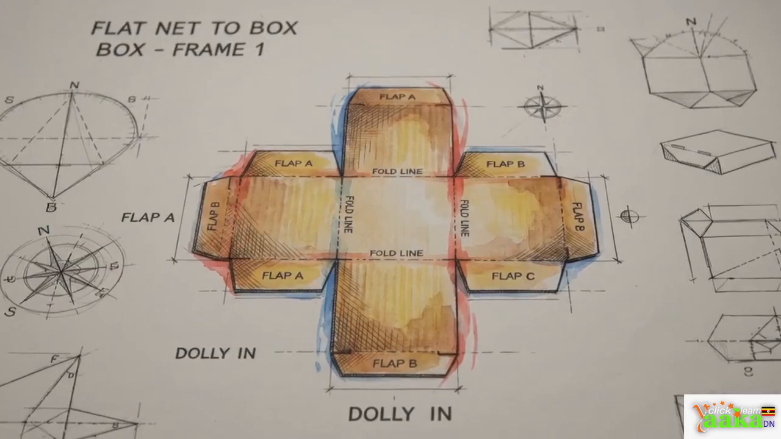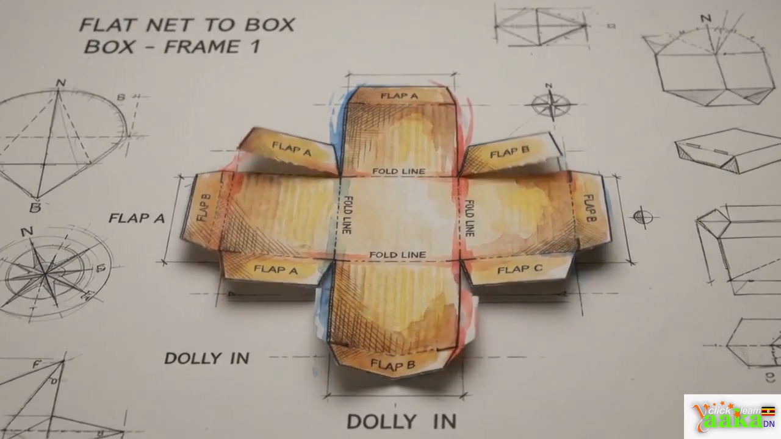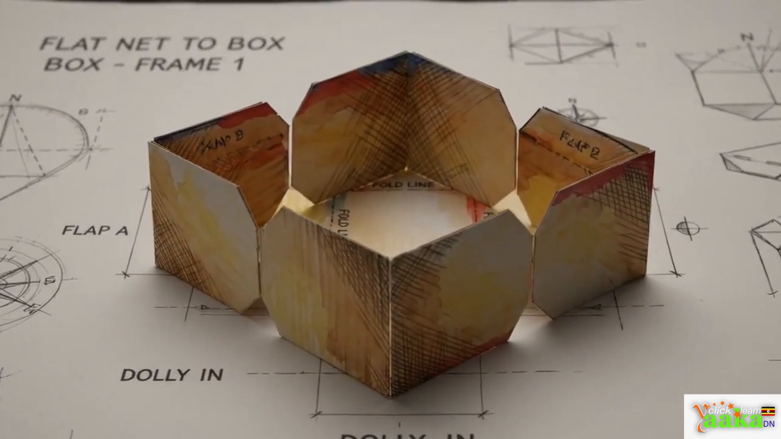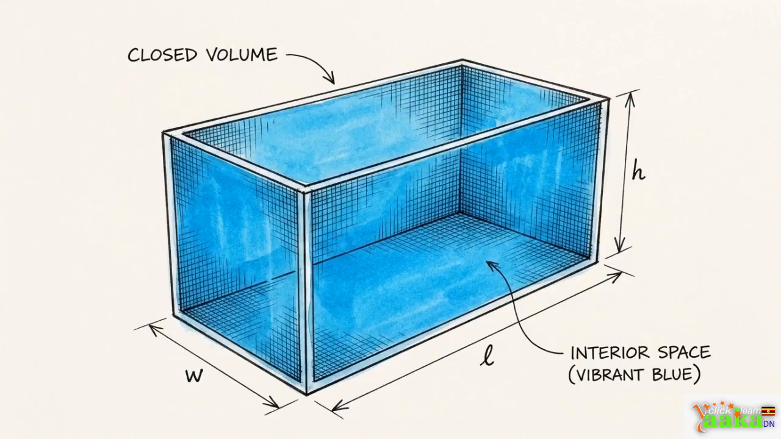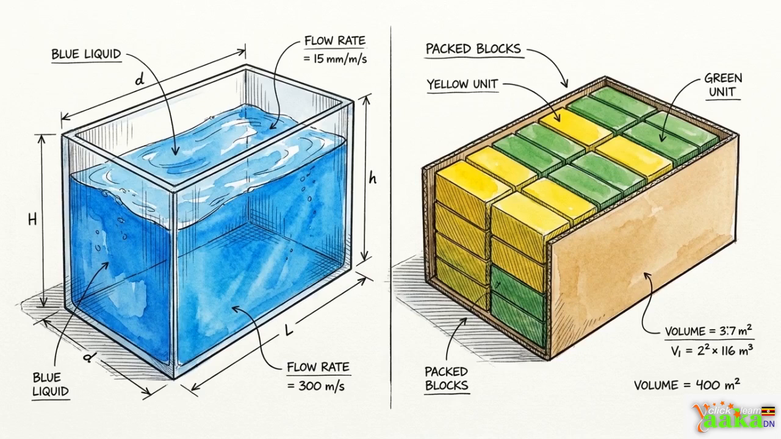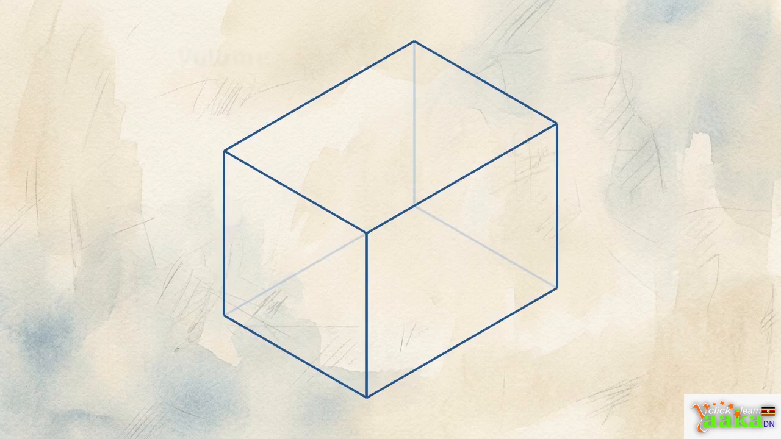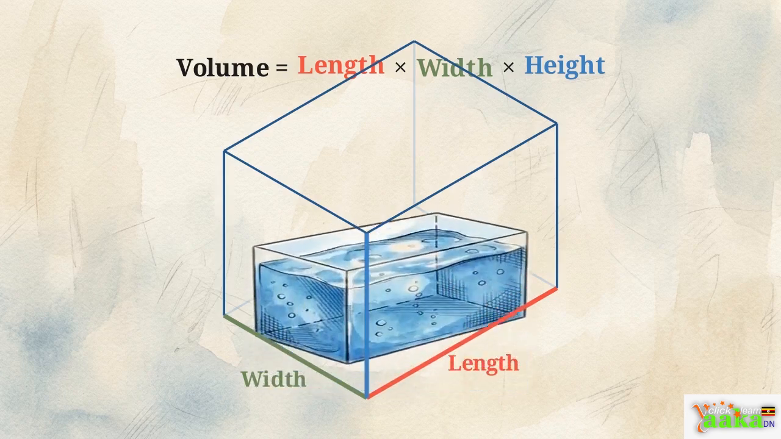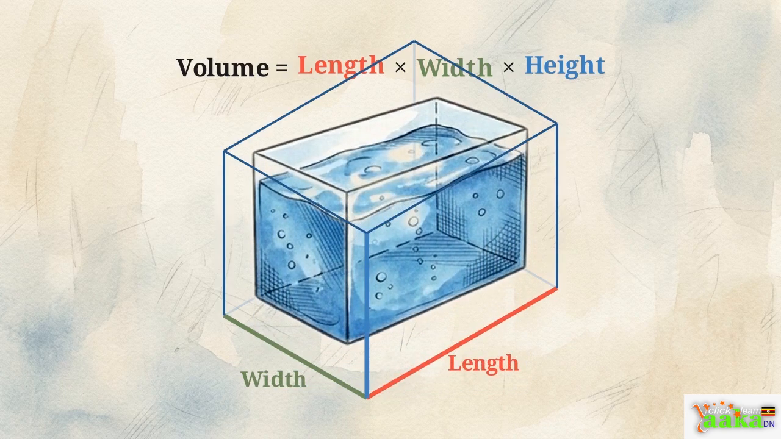Once that flat net is folded and sealed, the focus shifts from the material on the outside to the empty space created on the inside. This internal space is volume. While surface area measures the wrapper, volume measures the contents, how much water a tank can hold, or how much soap fits in a box. To find the volume of a rectangular shape, we multiply its three dimensions, length times width times height. This gives us a single value representing the total capacity of the solid.